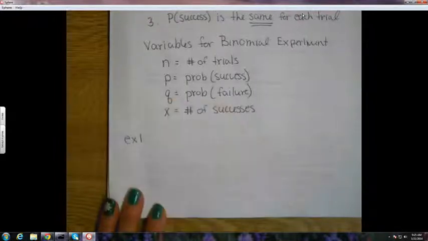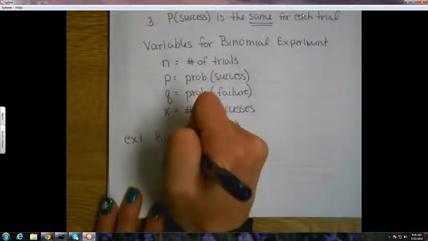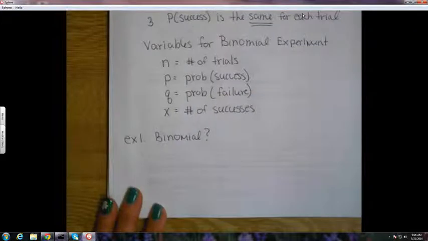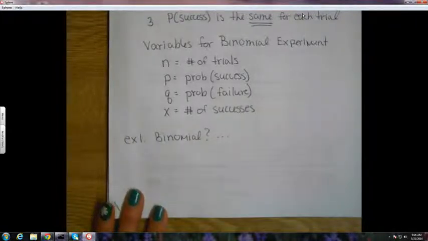Okay, I'm going to describe an experiment. I want you to tell me if it's binomial. If it is, identify the four variables. If it's not, then tell me which of the three things isn't being met.